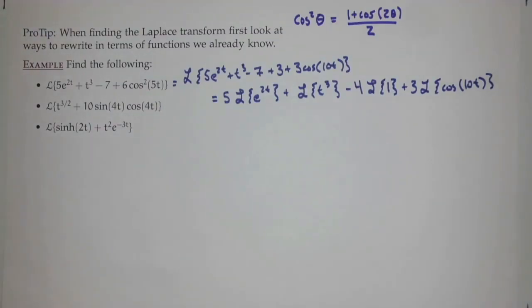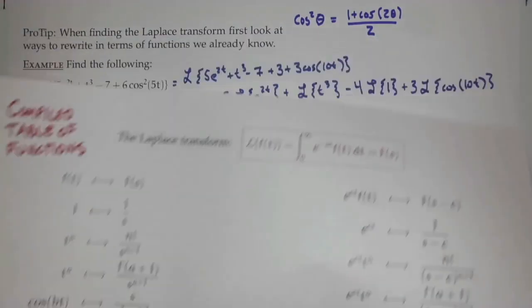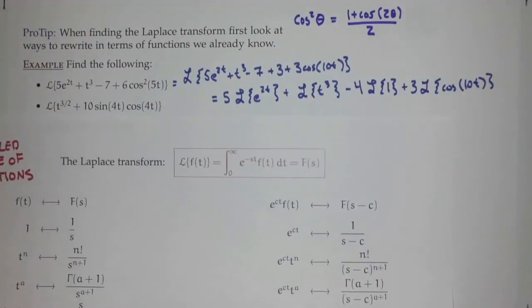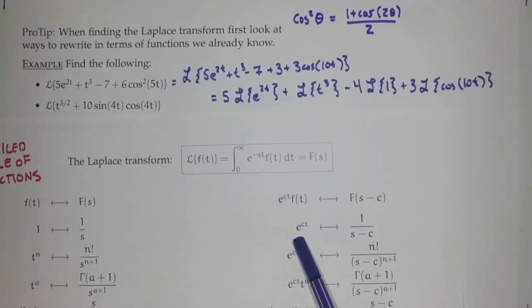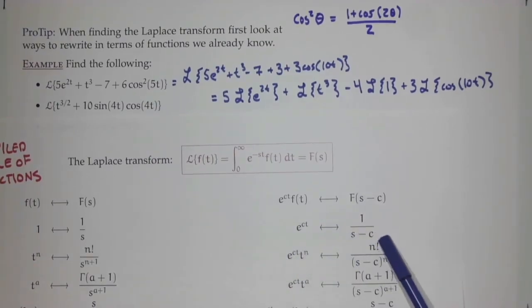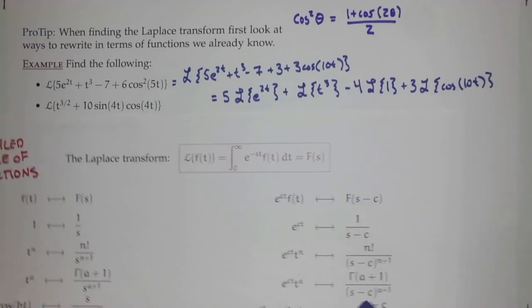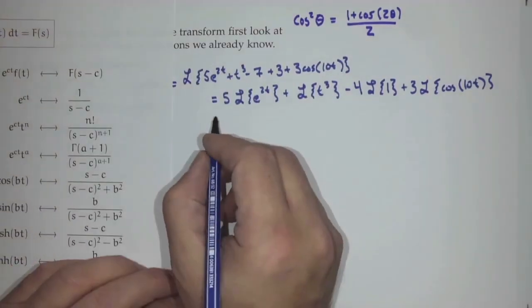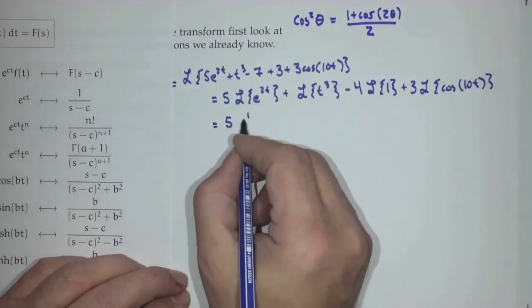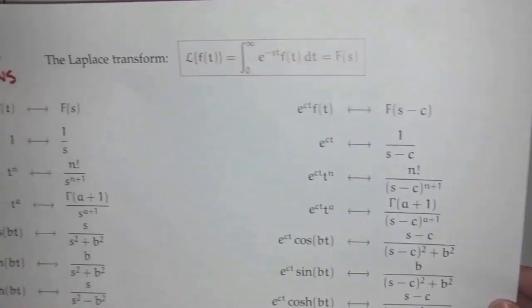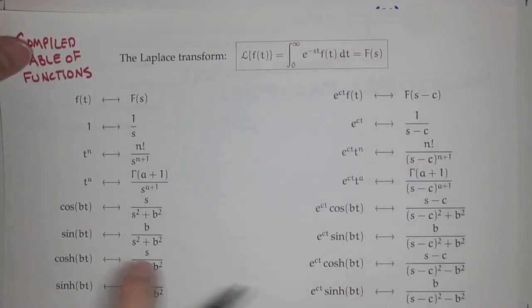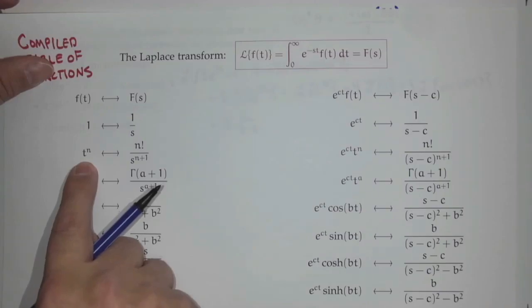And then at this point, we start looking at our table. Okay, so e to the 2t, does that show up on our table? Okay, what does it become? Yeah, so e to the 2t becomes 1 over s minus 2. Okay, so we have 5 times 1 over s minus 2. Okay, how about t cubed? Is that somewhere on our table? Okay, there's t to the n. What will it become?